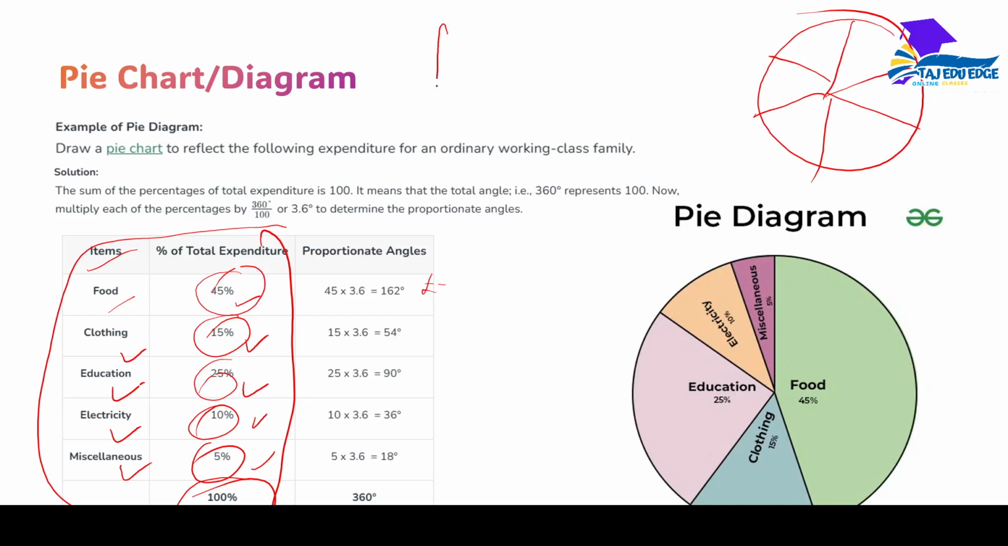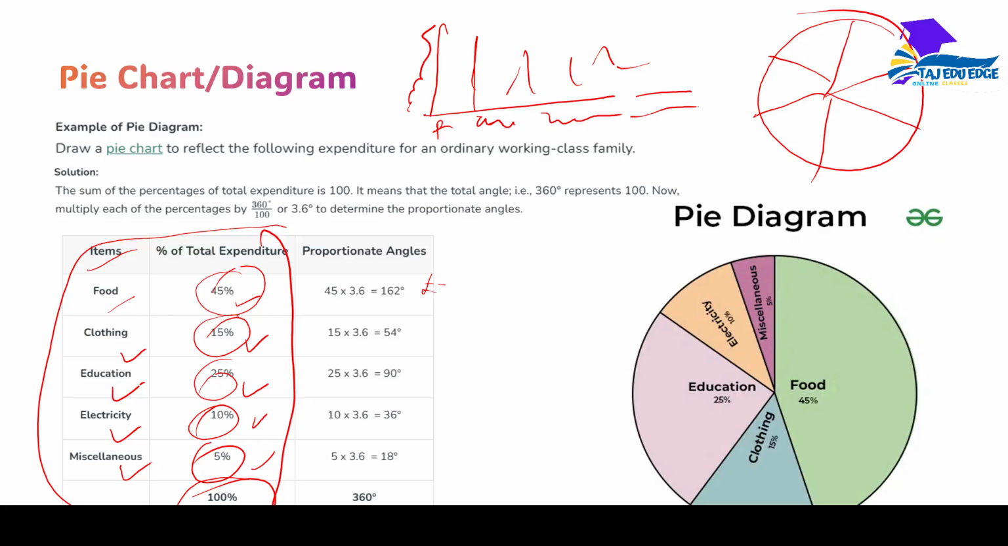If it is a bar diagram, you can easily do that, right? You can write the percentage here, and write food, clothing, education like this here, and draw the bar diagram easily. But when it comes to a pie chart, you need to understand the concept of a circle.